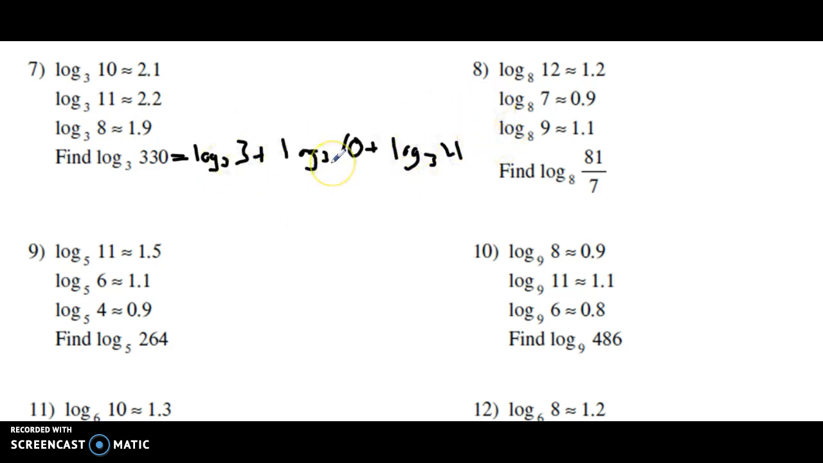Wow, that's getting sloppy. So then you'll be able to add 1, because log base 3 of itself is 1, with 2.1, because we know that log base 3 of 10 is 2.1, and also 2.2, because we know that log base 3 of 11 is 2.2. So that's going to give you a total of 5.3 for your estimate. Okay? So that's how you'll proceed with these. If you have trouble beyond that, just get in touch with me.